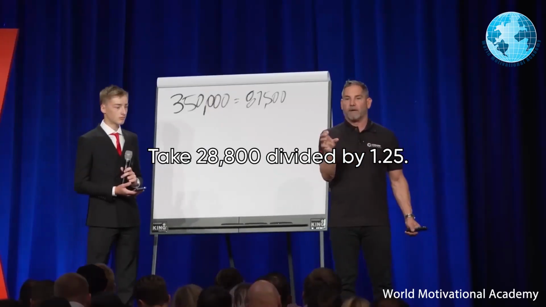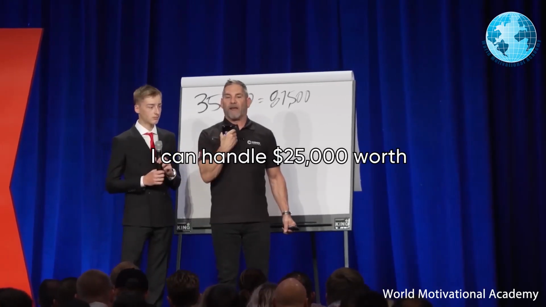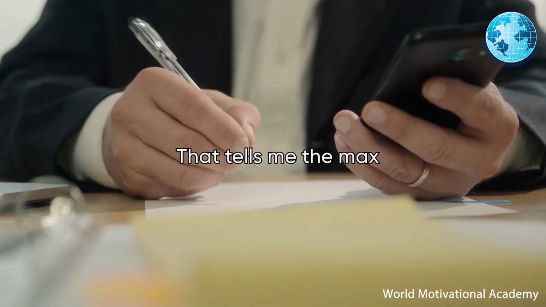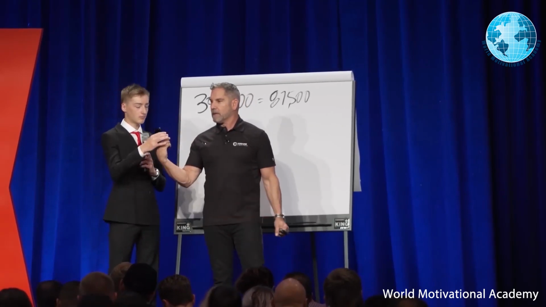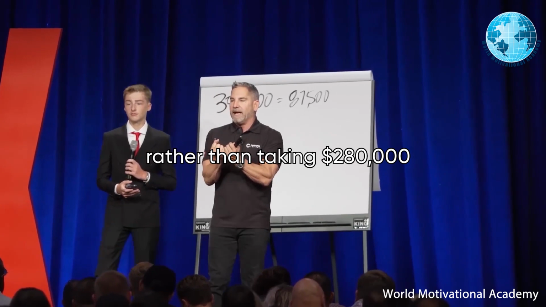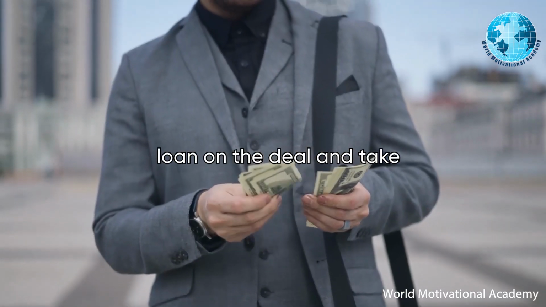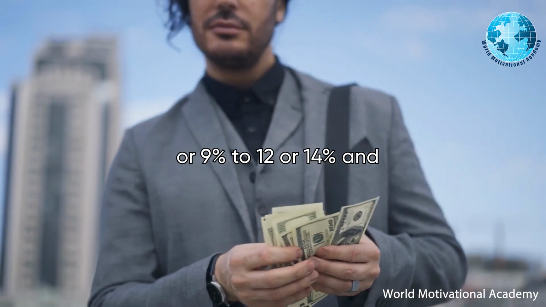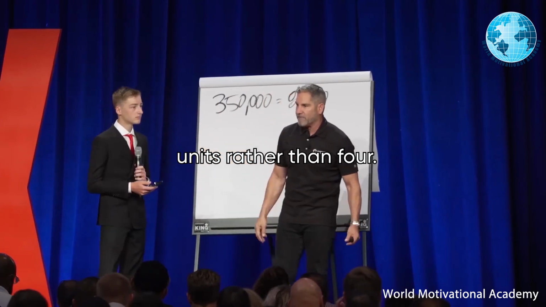Take 28,800 divided by 1.25. I can handle about $25,000 worth of debt on this deal, principal and interest. That tells me the max amount of principal and interest this deal can fund. Because rather than taking $280,000 from his dad, I'm going to show his dad how to get a loan on the deal and take his returns from 8 or 9% to 12 or 14%, so that he can do this 10 times and end up with 40 units rather than 4.